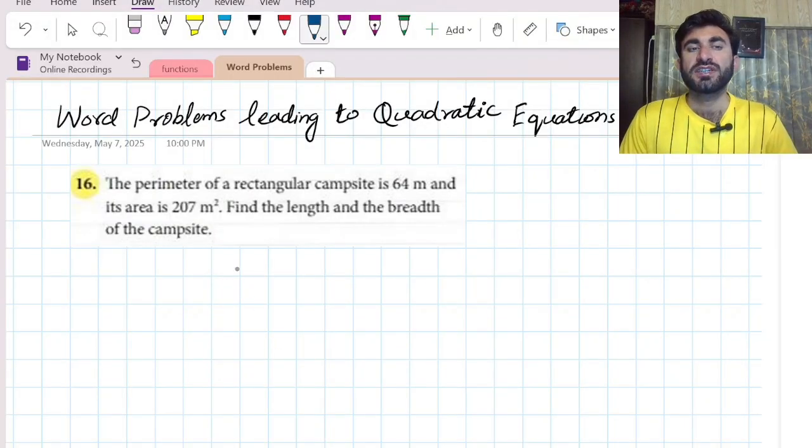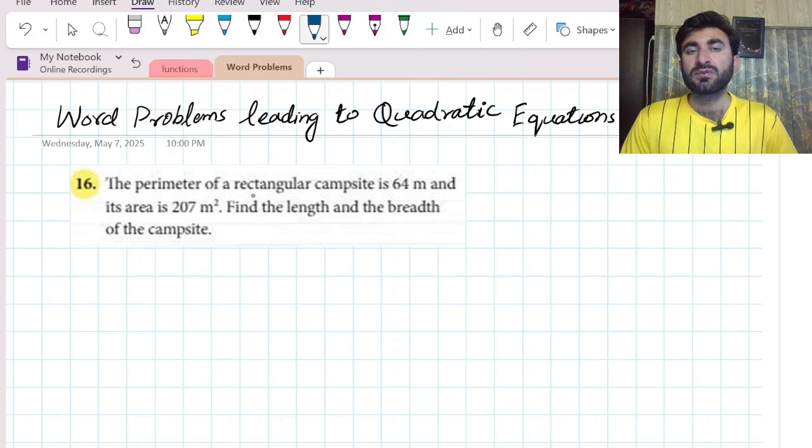Hello and welcome back. In this video, once again, we are going to discuss the word problems which lead to the quadratic equations, and these are the intermediate problems from the same exercise 2A of D3 8th edition. The first problem states: the perimeter of a rectangular campsite is 64 meters and its area is 207 meters square. Find the length and breadth of the campsite.